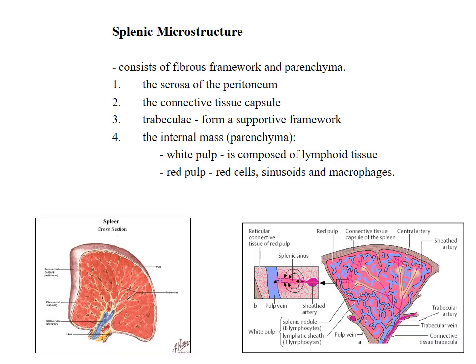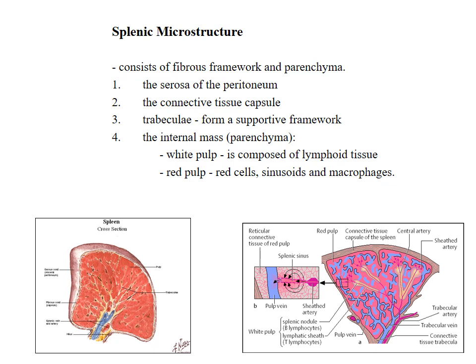And splenic microstructure. Spleen is an intraperitoneal organ. Its surface is covered by the visceral peritoneum. The second layer is the capsule. This is a connective tissue capsule, and from the internal surface of this capsule begin the trabeculae, which divide the parenchyma of this lymphoid organ, and the trabeculae form the supportive framework.